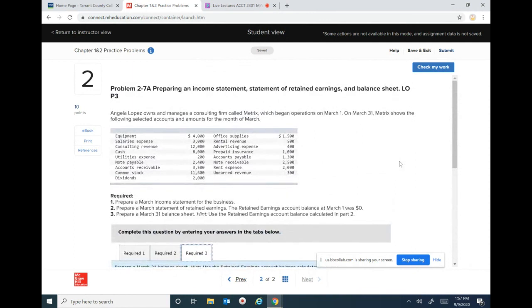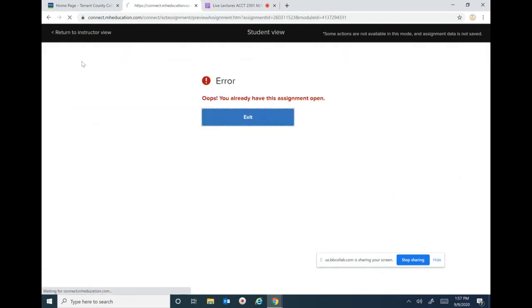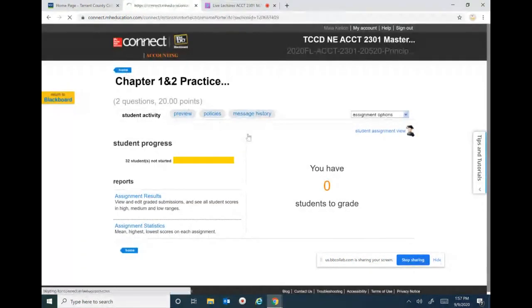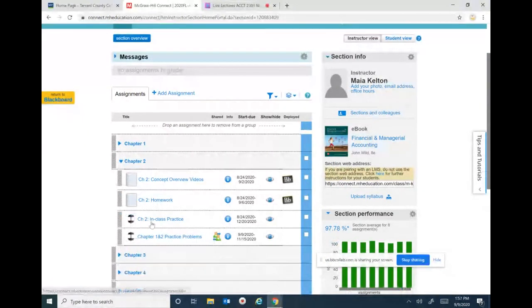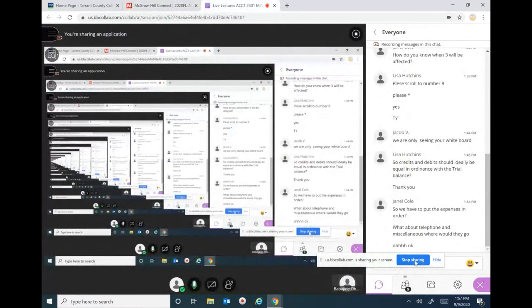On Monday, there's no homework due this coming Sunday. I would practice these problems if I were you. I would also practice, if you go back to the Chapter 2 folder, and if you haven't worked on the in-class practice, do that. And we will resume next week with Chapter 3. Do you guys have any questions?